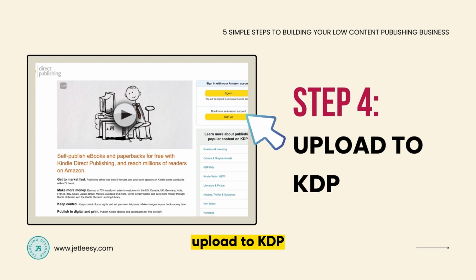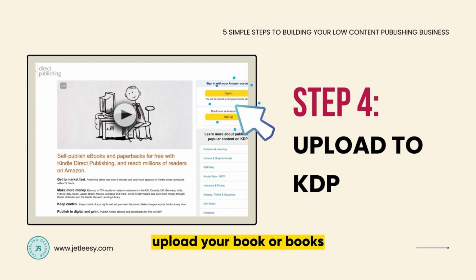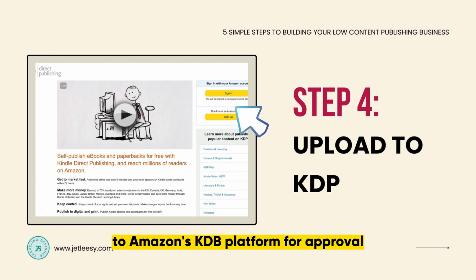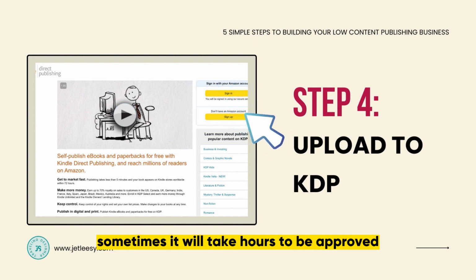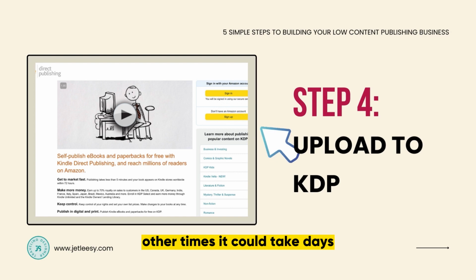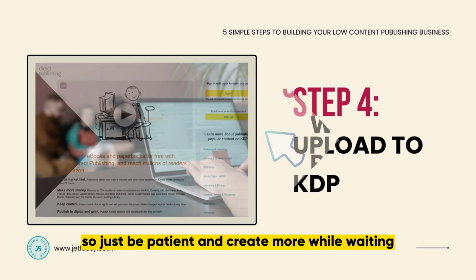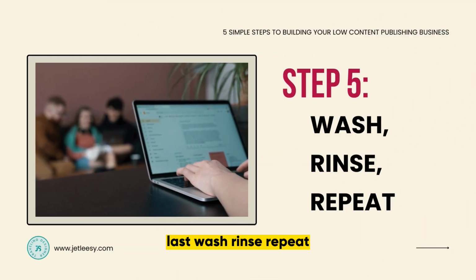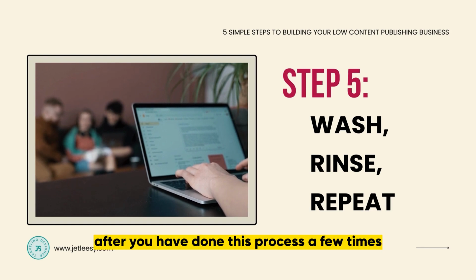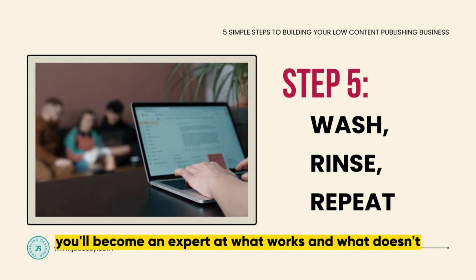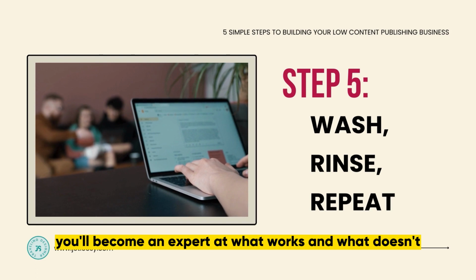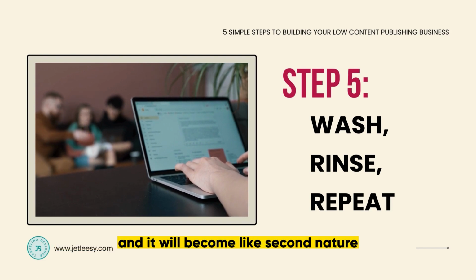Step 4. Upload to KDP. Upload your book or books if you have created them in bulk to Amazon's KDP platform for approval. Sometimes it will take hours to be approved, other times it could take days. So just be patient and create more while waiting. Last step, wash, rinse, repeat. After you have done this process a few times, you'll become an expert at what works and what doesn't, and it will become like second nature.